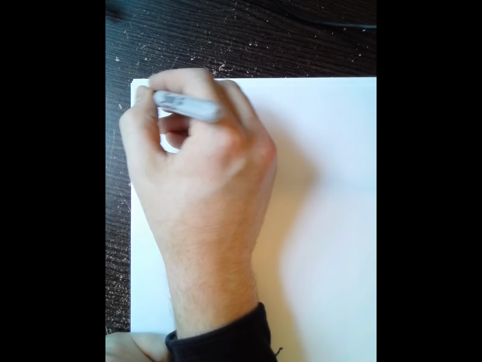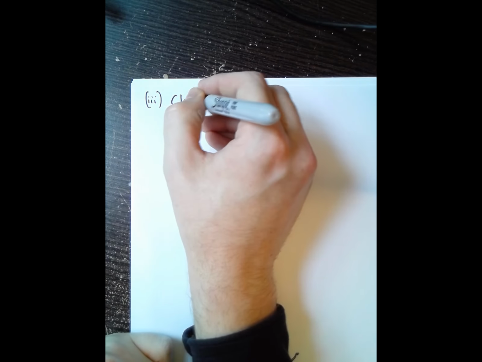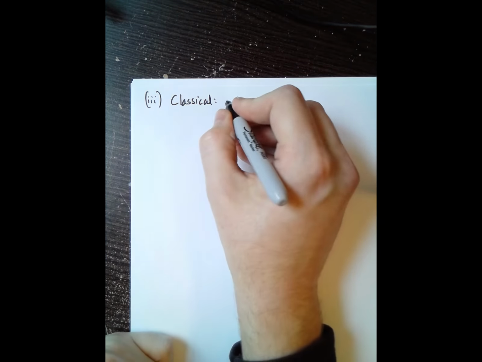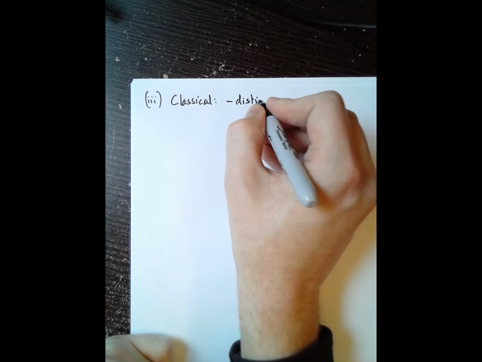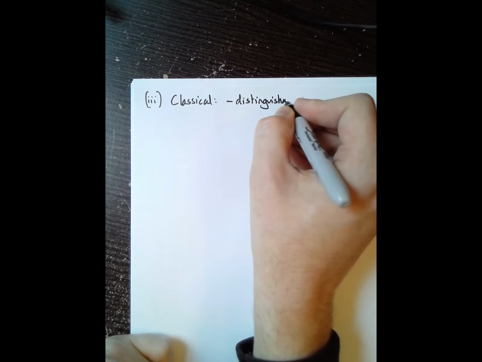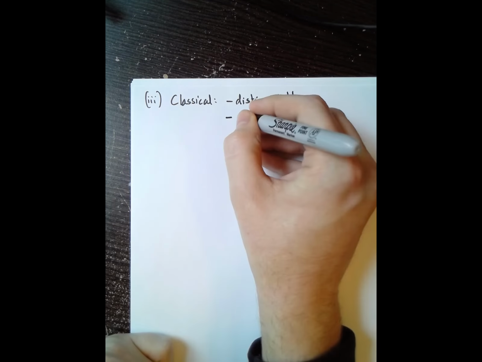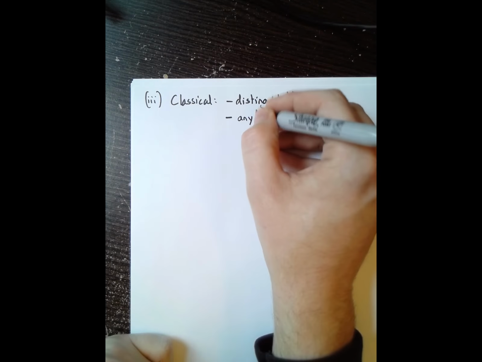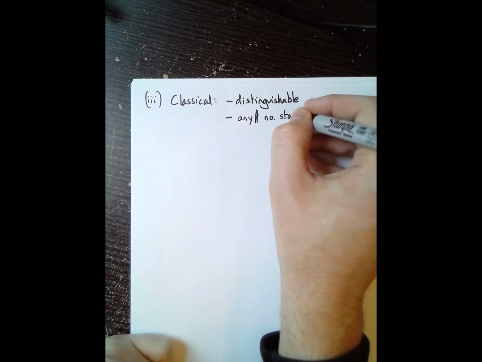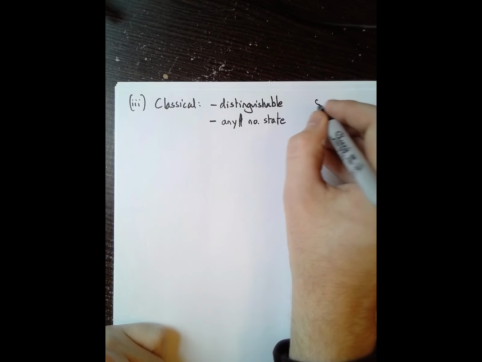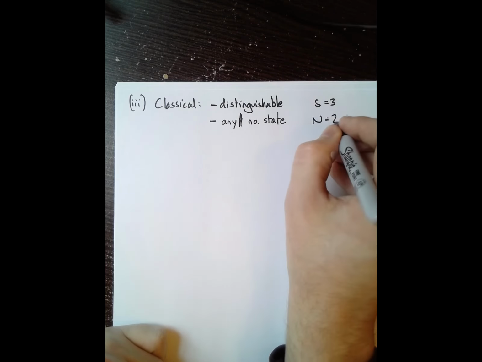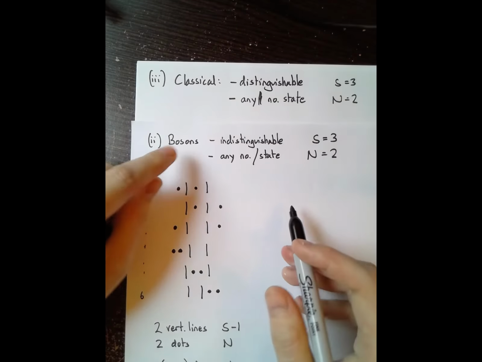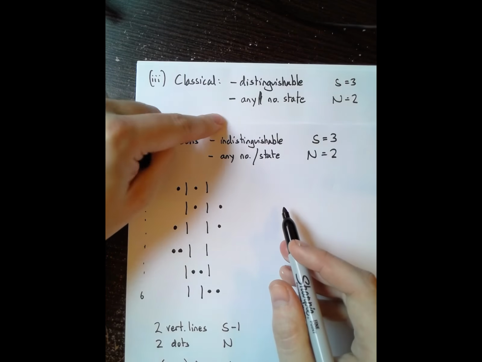Then finally, let's do the same thing for classical particles. So we now are dealing with distinguishable particles and any number per state. We're going to stick with our concrete example of 3 states, 2 particles. So the difference here, going from bosons to classical, is that the particles become distinguishable.